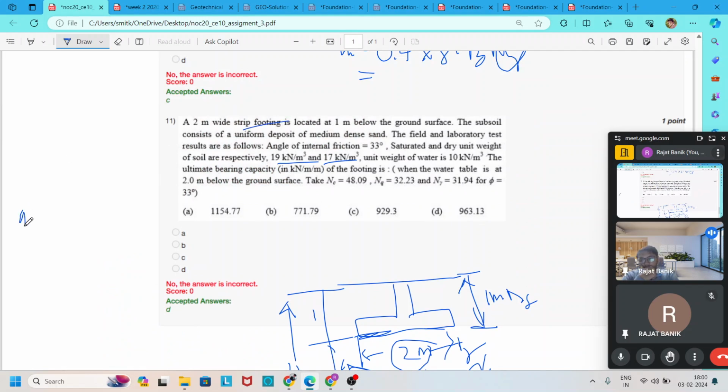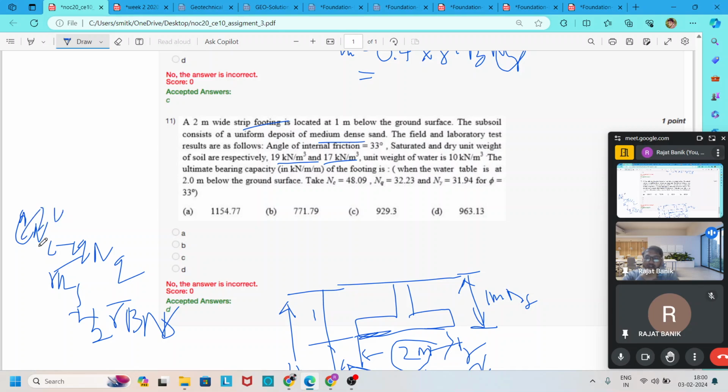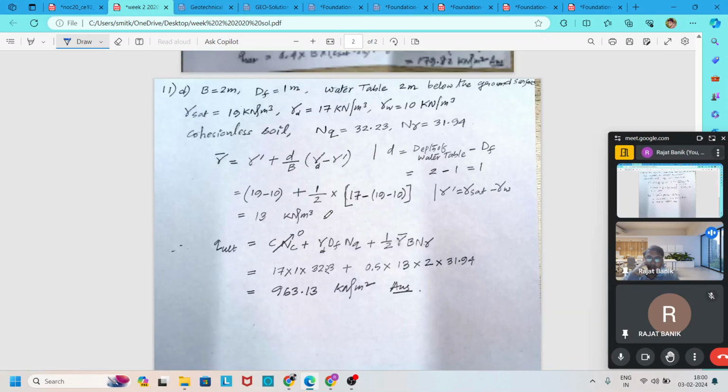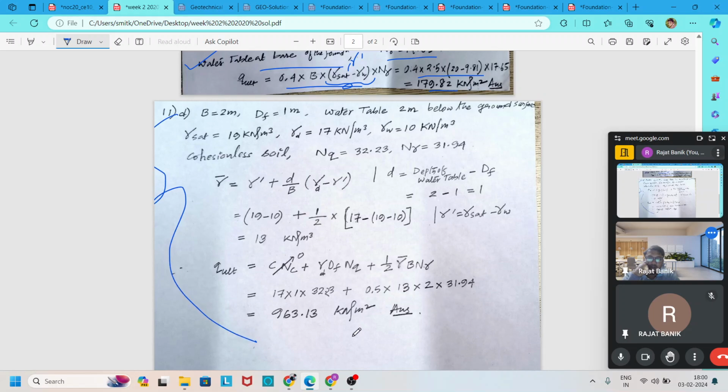We use the same formula: q ultimate equals c Nc plus q Nq plus half gamma bar B N gamma. Q is gamma Df. Because it is pure sand, c is equal to 0. Put all these values, and you find that the option is D, 963.13. I am also solving it here, so we can go through it.